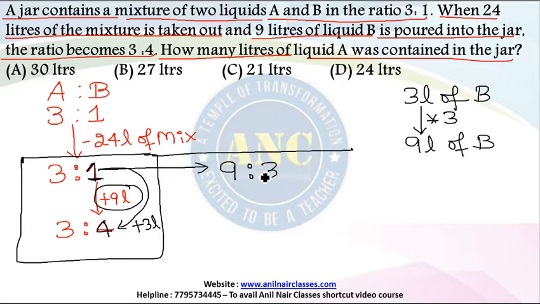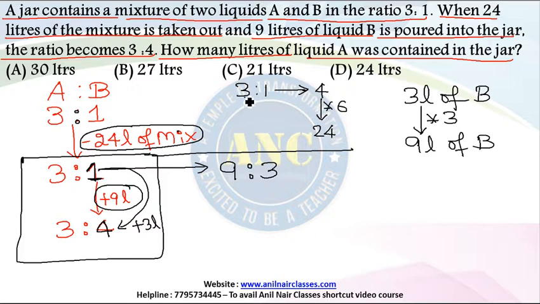Now again think a little logically, sir. This 24 liters of mixture is taken out initially. In what ratio are you taking out the 24 liters? You are taking out in the ratio 3:1. That means according to the ratio 3 liters of A is taken, 1 liter of B is taken, 4 liters of mixture is taken, but the question says 24 liters is taken. 4 into 6 is 24, 3 into 6 is 18, and 1 into 6 is 6. That means I am taking out 18 liters of liquid A and 6 liters of liquid B.